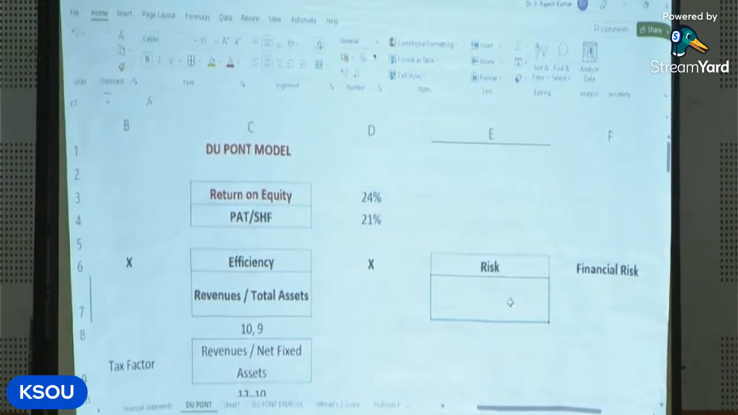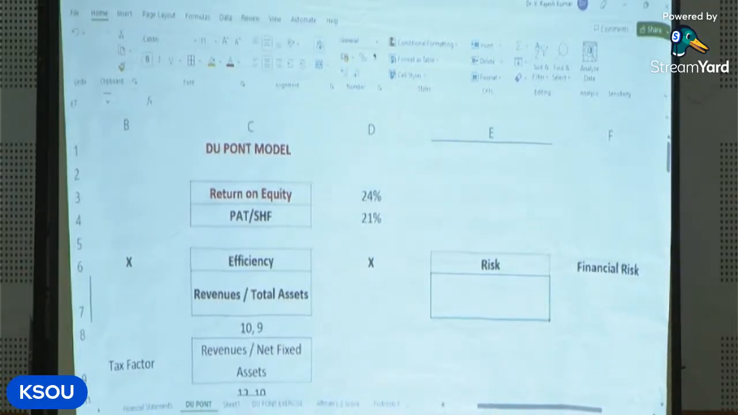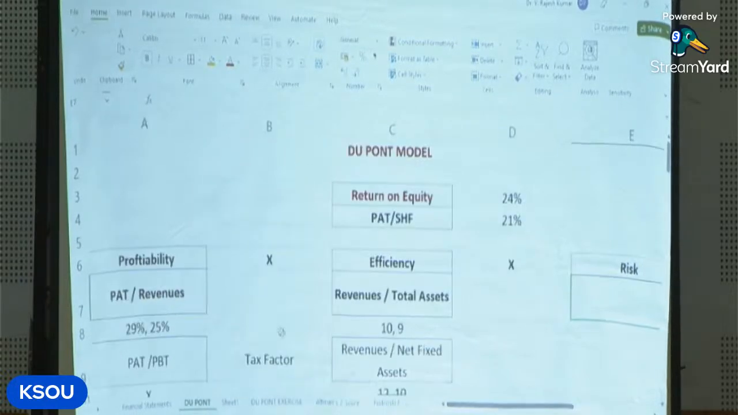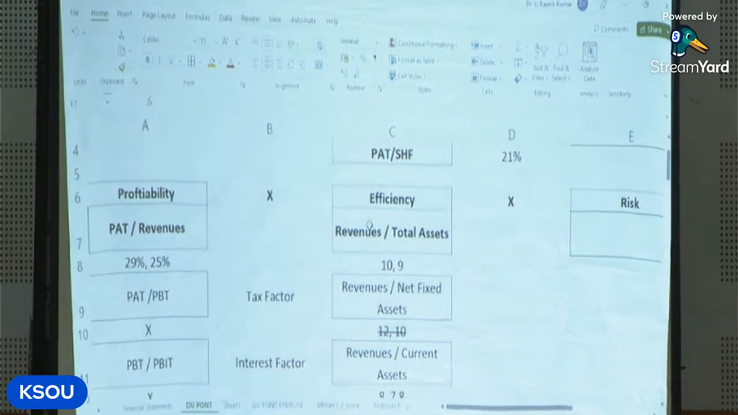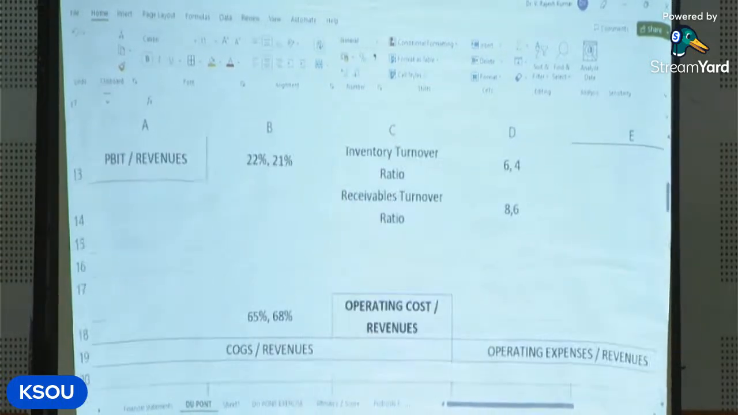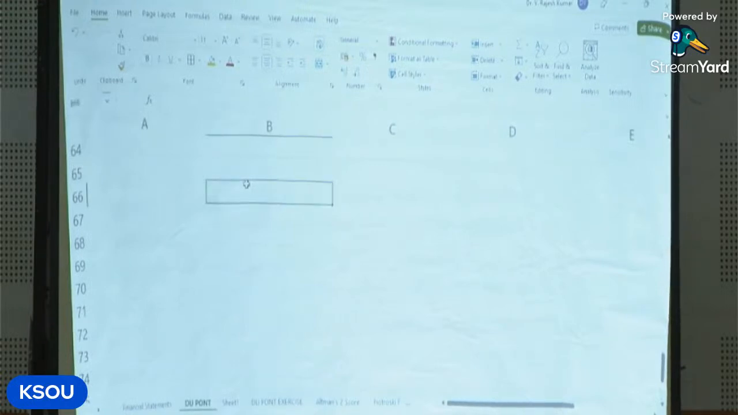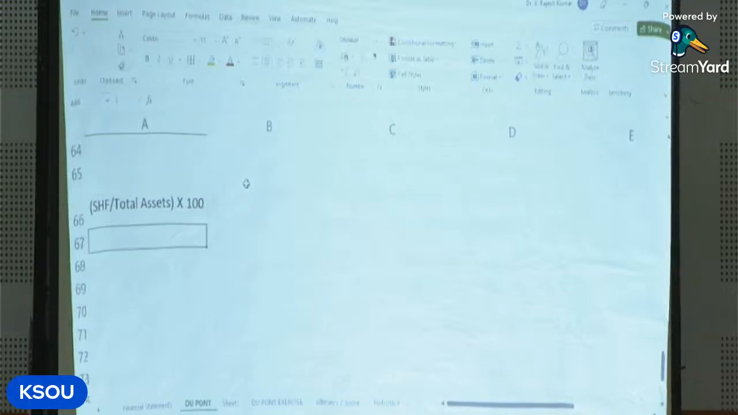But now, how to measure this? How did you measure profitability? PAT by revenues. How do you measure efficiency? Revenue by total assets. Now, please follow this carefully. Now, I'll give you a ratio. Please tell me what you understand from this. Shareholders' funds divided by total assets into 100.